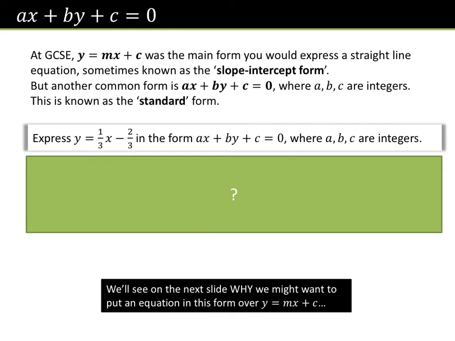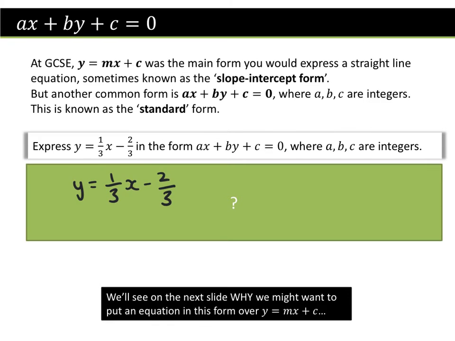So then, sometimes they ask you to put it into this form at the end of the question. If you don't do this, you do lose a mark. Okay, so you can see here, we have y equals a third x minus 2/3. It wants it in the form ax plus by plus c, where a, b, and c are integers, so we cannot have fractions. Luckily, all of these are over 3, so we're going to multiply the whole equation by 3. So that means I'm going to get 3y equals 1 over 3 x times 3 is just x, minus 2 over 3 times 3 is minus 2.